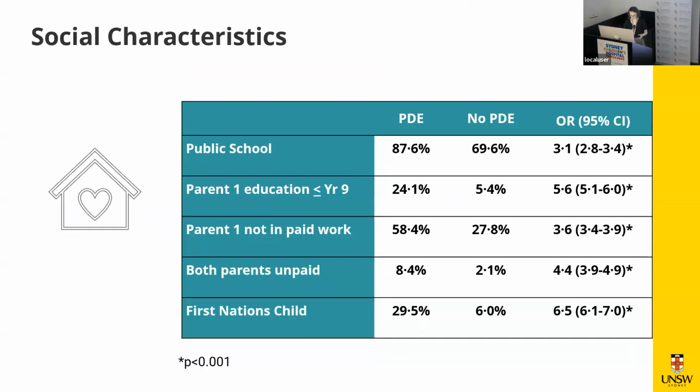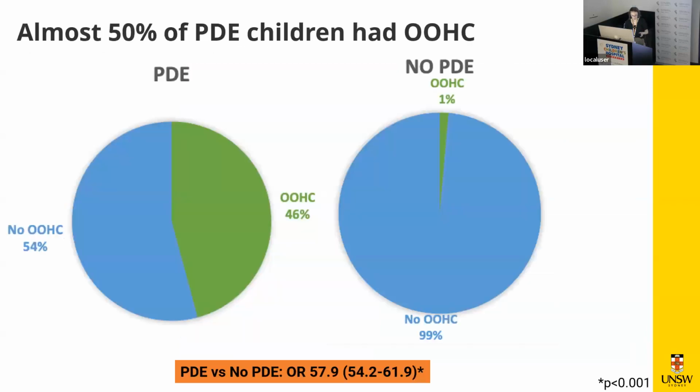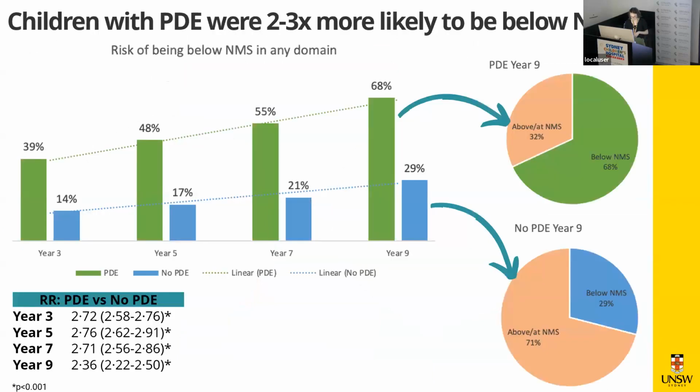Looking at other demographic characteristics, PDE children were more likely to attend public school or be a First Nations background and had parents who were less likely to be educated or employed. Importantly, almost 50% of children with PDE experienced out-of-home care in comparison to only 1.4% of children who did not have PDE. Looking at NAPLAN results, we found that children with PDE were 2 to 3 times more likely to be below standards across all domains and all year levels.